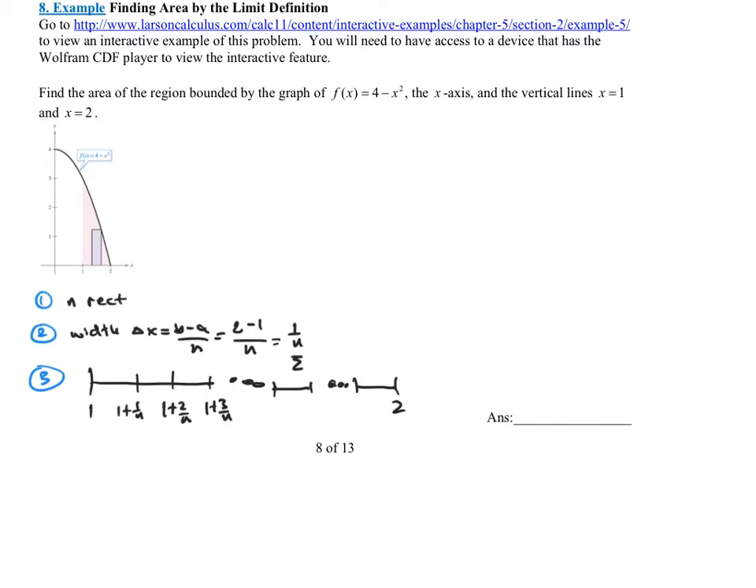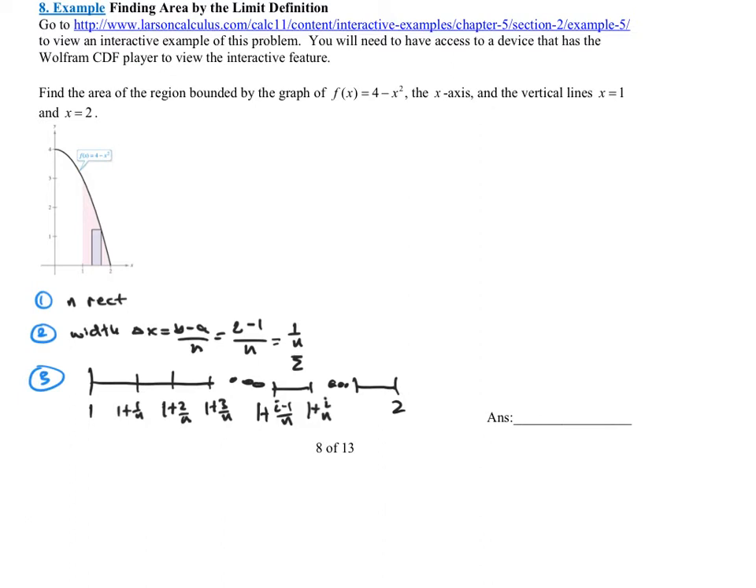Okay, so think about it. On the first interval, it starts with a 1, and then it's 1 plus 1 over n. The second interval, it's 1 over n to the left, 2 over n to the right. The third rectangle, 2 over n to the left, 3 over n to the right. So what would the ith rectangle be? It'd be 1 plus whatever that number is minus 1 over n, and then 1 plus that number over n.